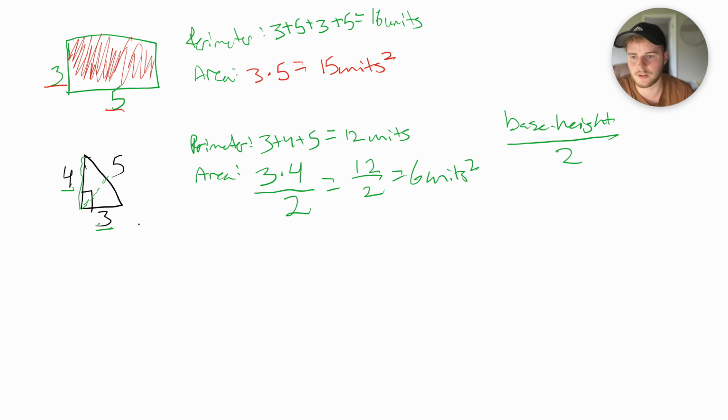I think we should do some more triangle examples just because they're a little tougher than other ones. So let's say we have an equilateral triangle here. An equilateral triangle is a triangle with all the same side lengths. Kind of imagine like a square, right?